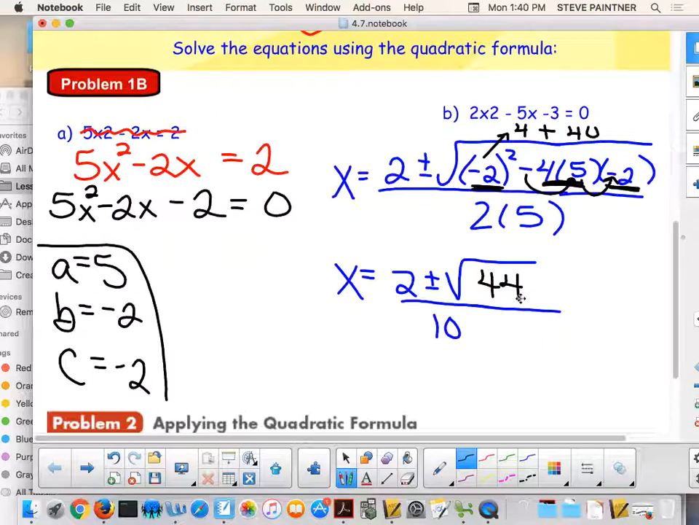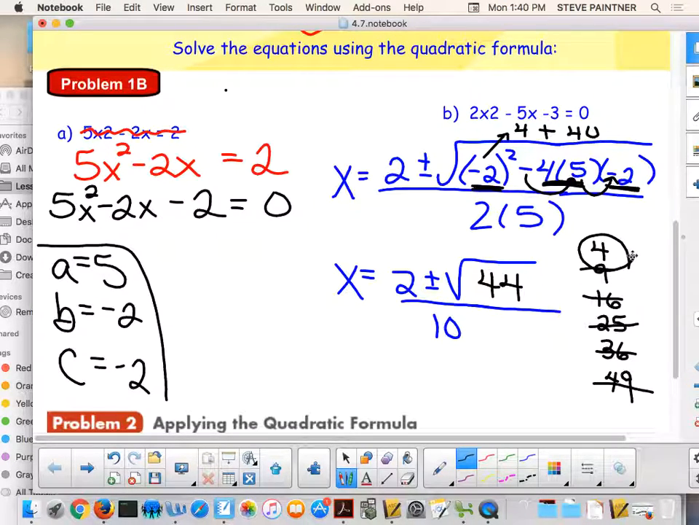You don't know the square root of 44. You know 49, you know 36, but not 44. So now you have to go with your perfect squares. First of all, you've got to know your perfect squares. What perfect square goes into 44 evenly? 4. No, no, no, no, no.